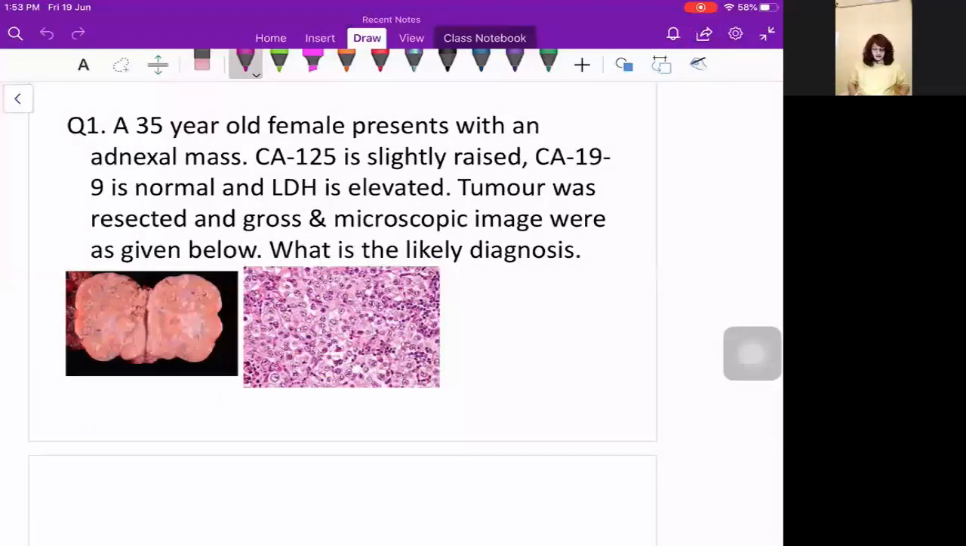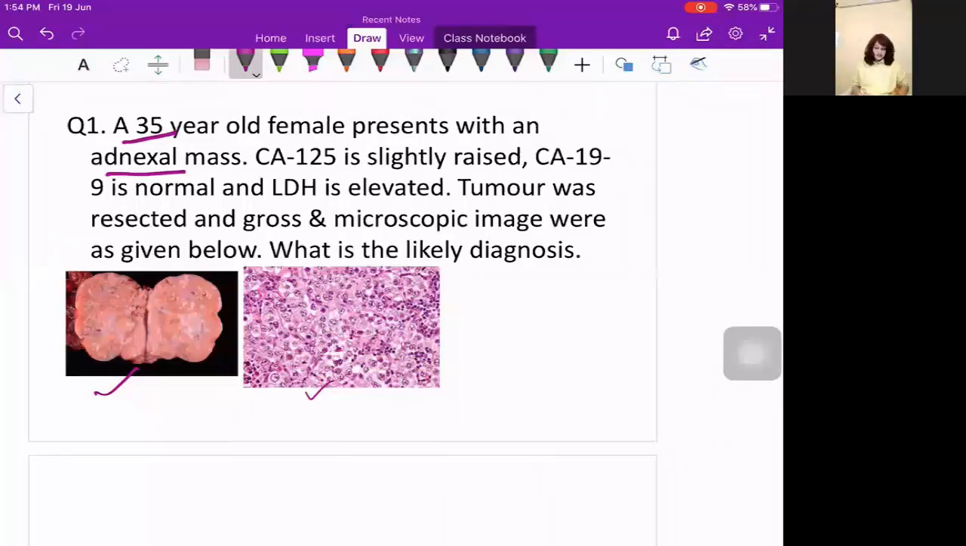A 35-year-old female presents with an adnexal mass. CA-125 is slightly raised. CA-19-9 is normal and LDH is elevated. Tumor was resected and gross and microscopic images were given as below. So you see, this is a 35-year-old female and there was an adnexal mass, and this mass was operated. On gross examination is this image, and this is the microscopic examination.